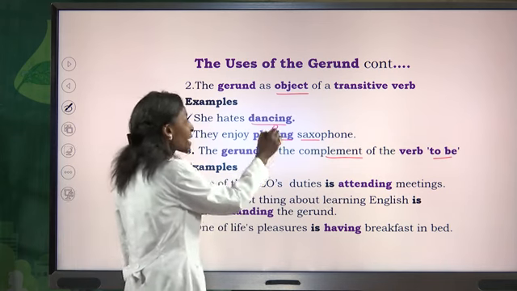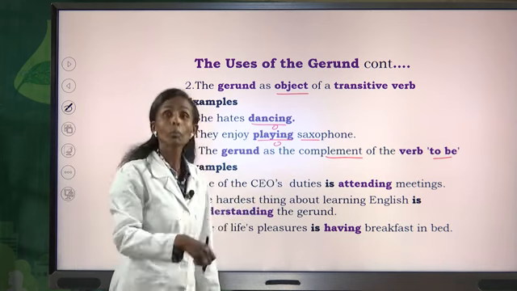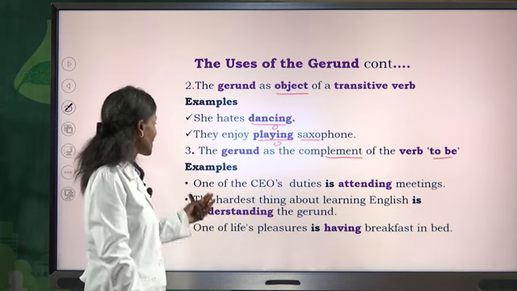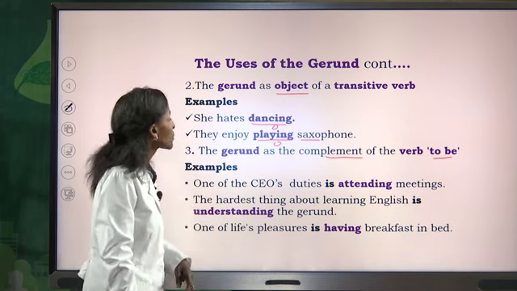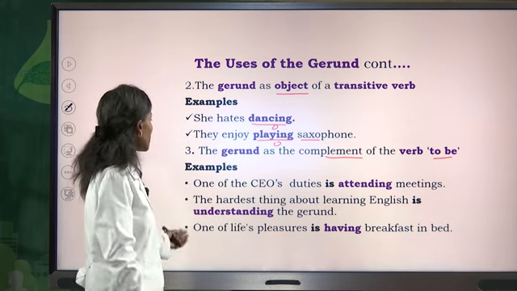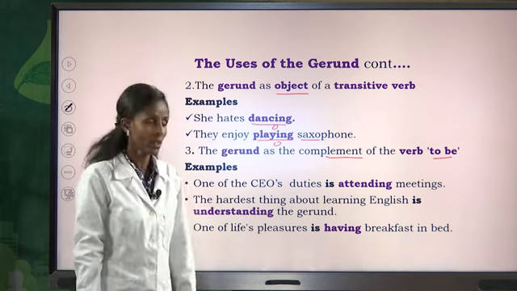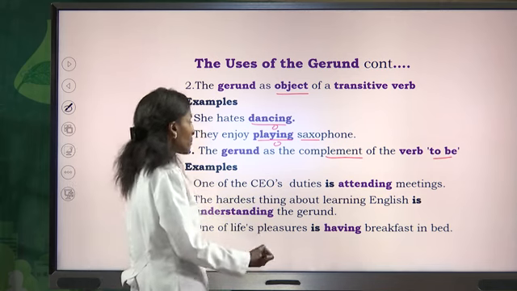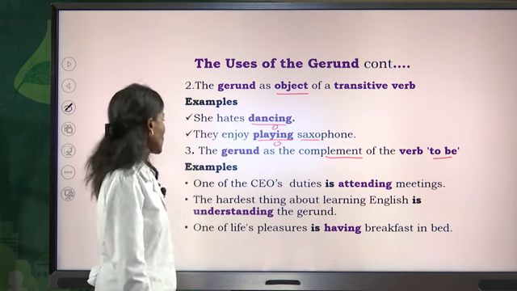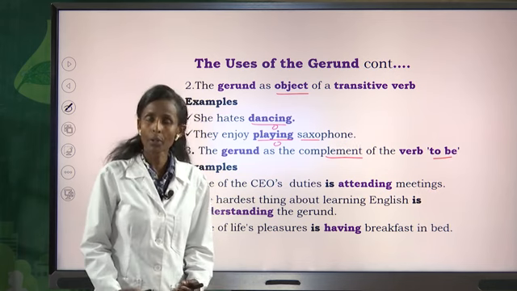So the gerund can be the complement of that verb to be in a sentence. You see. Let's look at some of the examples we have here. One of the CEO's duties is attending meetings. What is one of the duties of the CEO?